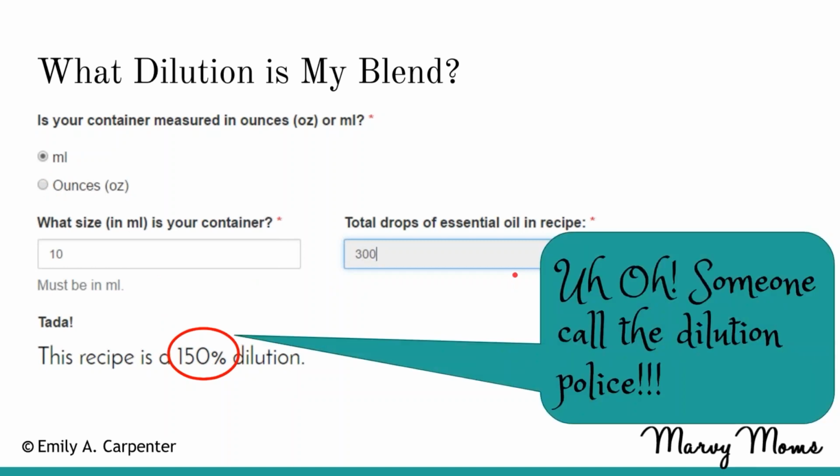And yeah, if you see this 150% dilution, somebody call the dilution police. It's a little too high, obviously. This is to show a point, to be funny, but this calculator just does math. It doesn't know that a 150% dilution isn't possible. The point is to make sure that your recipes are safe and that they're within the guidelines of whatever you're trying to do.